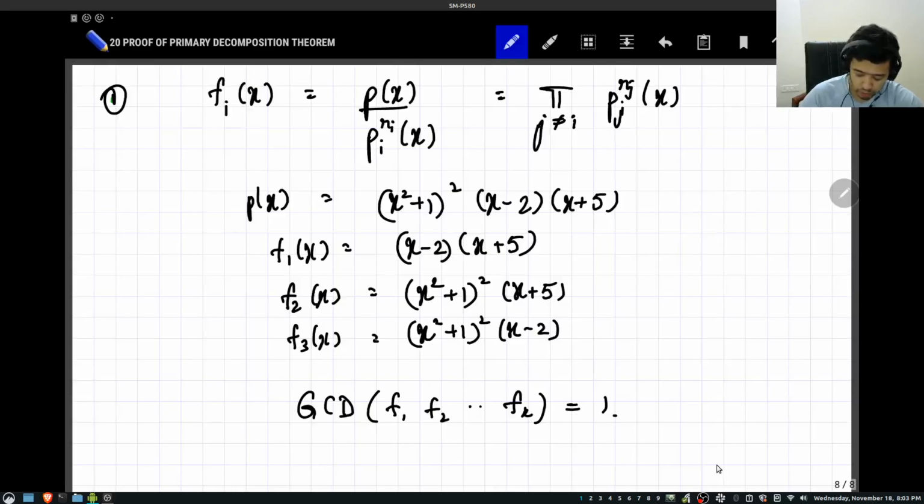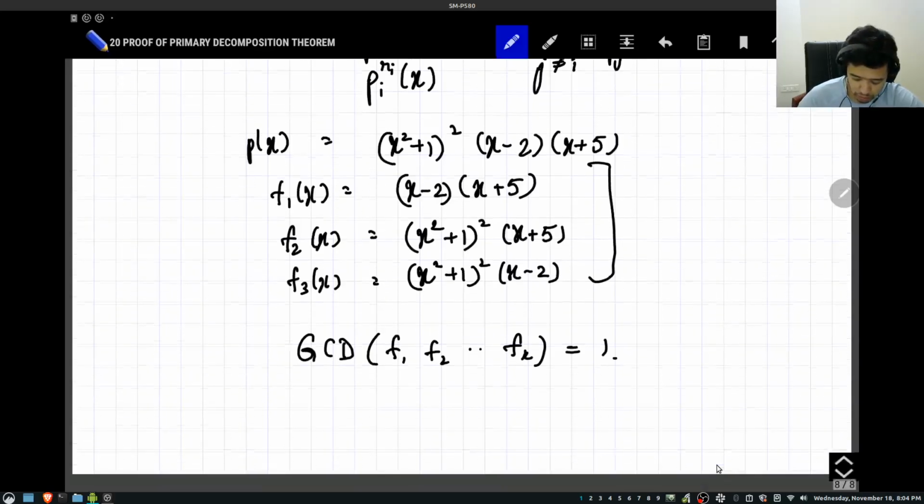So even if you look at this particular example over here, the only factors of the fi's are x squared plus 1, or x minus 2, or x plus 5, right? You can't have any other factors. And certainly x squared plus 1 does not divide f1, x minus 2 does not divide f2, and x plus 5 does not divide f3. So there is no non-trivial polynomial which divides each of the fi's, and therefore the GCD is equal to 1.